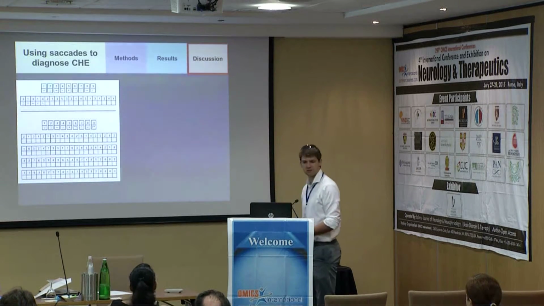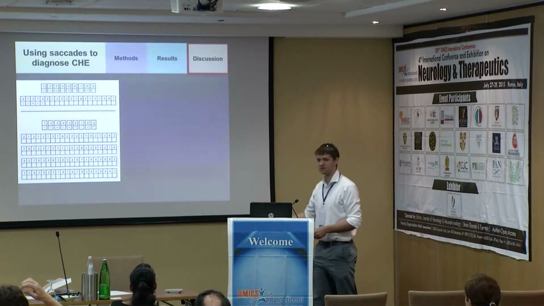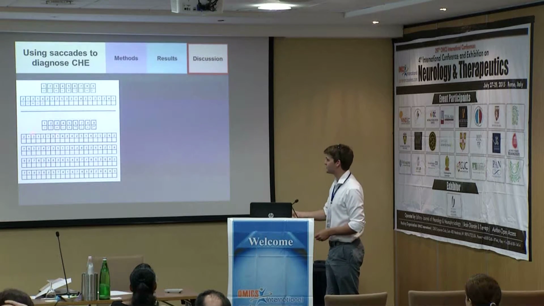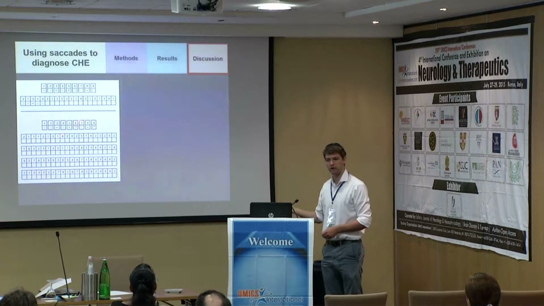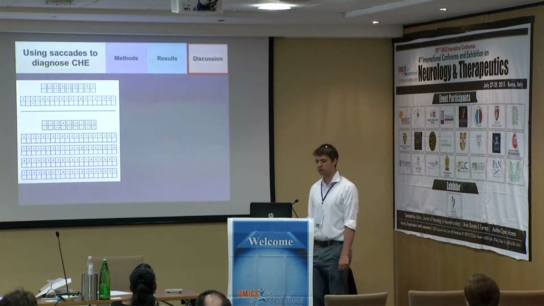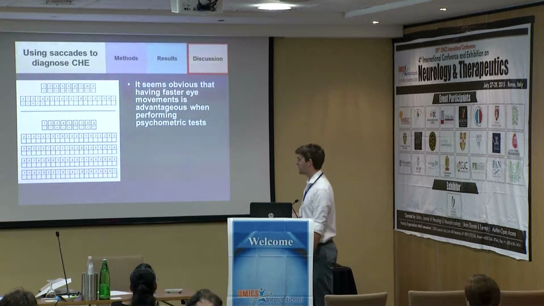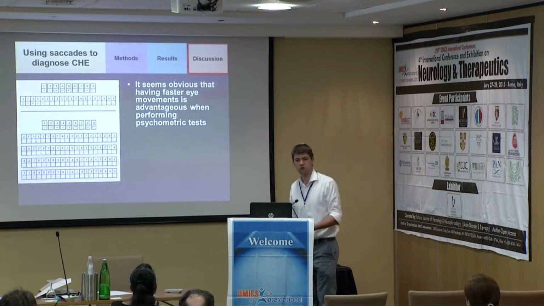And it makes sense when you look at it. This is the digit symbol test. Essentially, the patient is looking at a number, looking at the key, working out what to fill in, looking back, drawing it in, then looking at the next number and the key again. They're basically making eye movements backwards and forwards, backwards and forwards. So it makes sense that if your eye movements are slower, you will do worse at this test. And it's true of all the other ones.